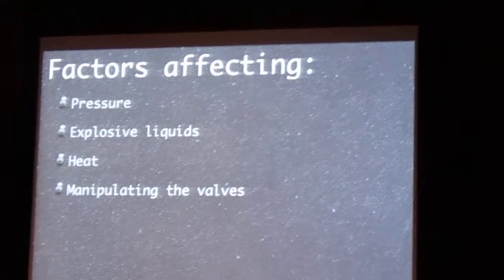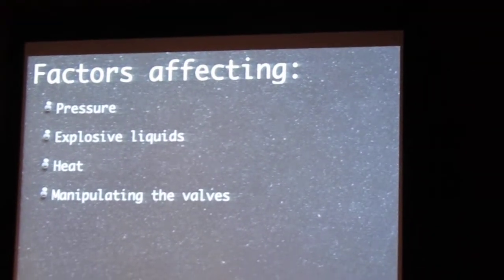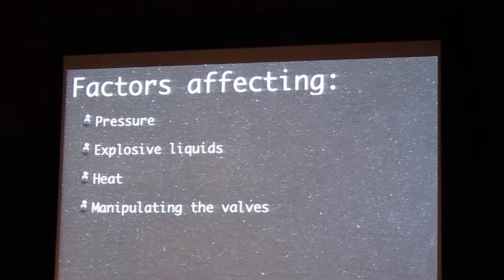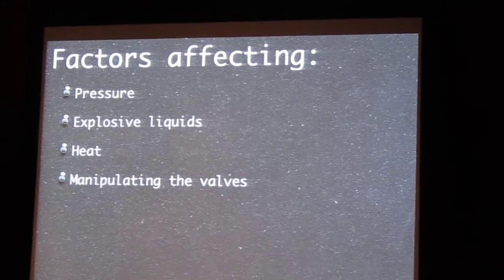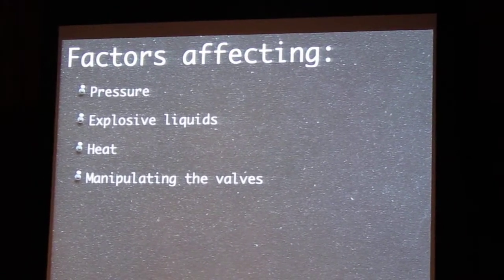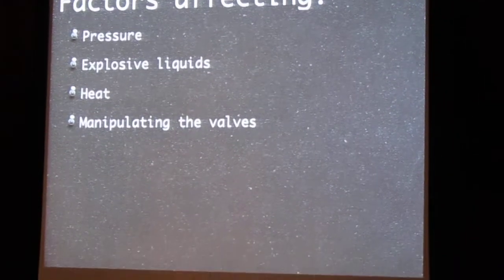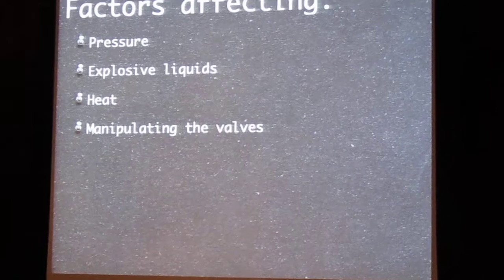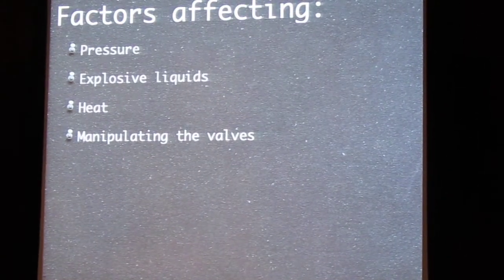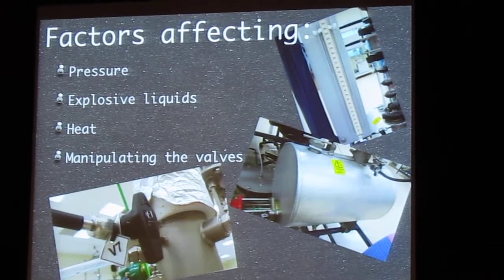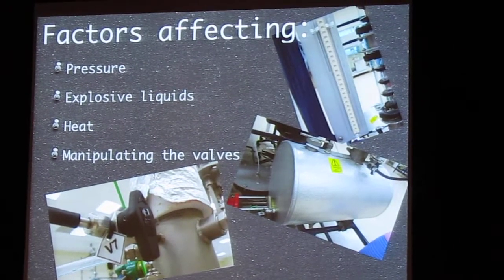So straight away we went into looking through the factors that might affect something that blows up. Basically in a column there's only 4: high pressure, explosive liquids, heat, and manipulating the valves. We'll skip explosive liquids because that's illegal. There are some pictures: that's the valve, that's the reboiler, and that's something to do with pressure.